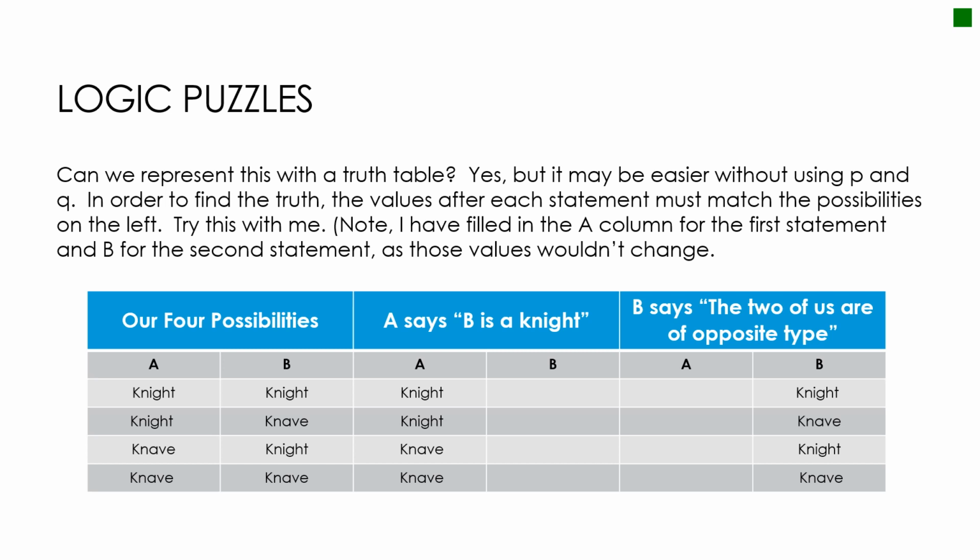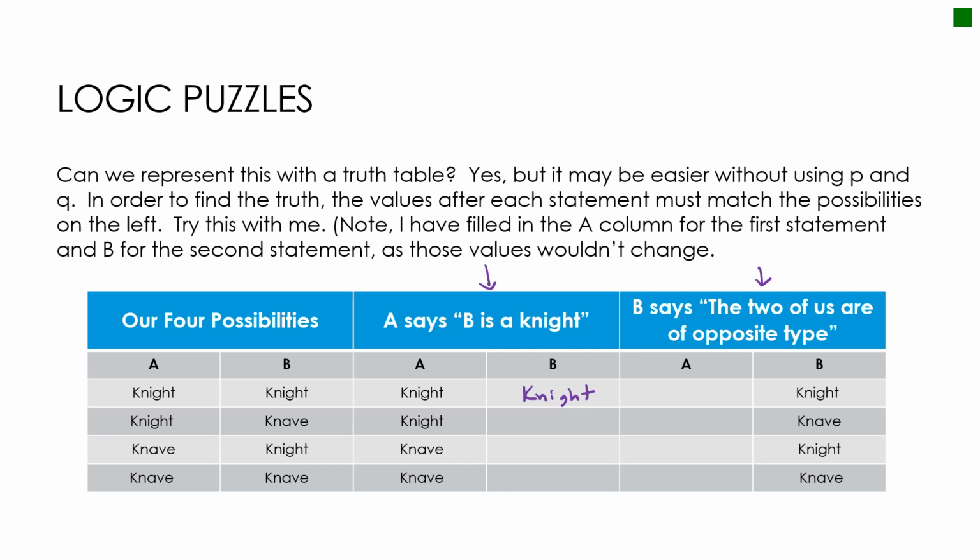Then we look at the statements essentially that we are given, that A says B is a knight. So if A says B is a knight, and A is a knight, then this guy must be a knight because he's telling the truth. And so what I'm looking for here is I want whatever happens in this column to be the same as what happens in this column. That is my end goal.